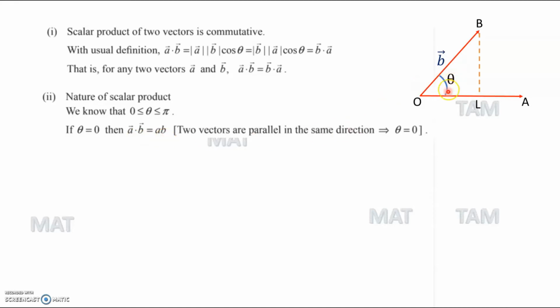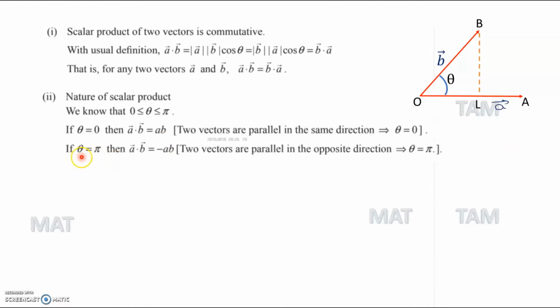So when theta is equal to 0, let's consider this is our vector A and this is our vector B. When theta is 0, that means vector A and vector B are in the same parallel lines. So the two vectors are parallel, therefore theta is equal to 0, and A dot product with B will be equal to A times B.